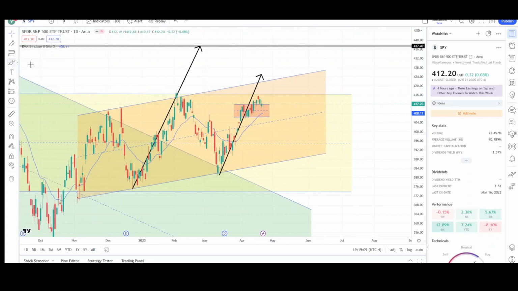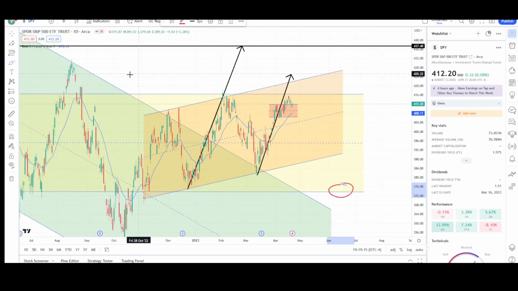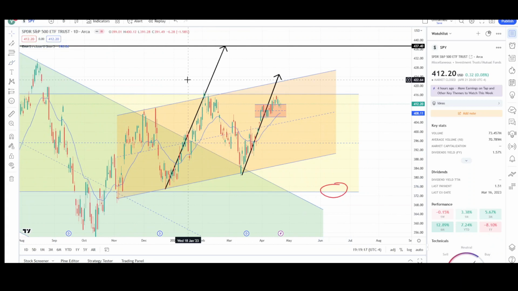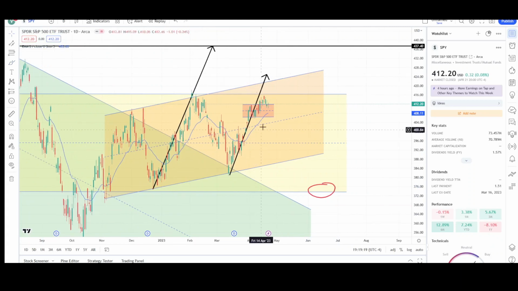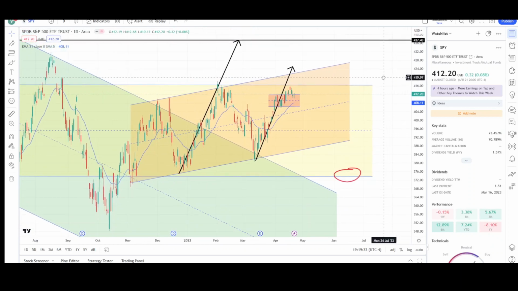If they fail, then we could probably start seeing aggressive selling occur back to the bottom side of this range, or possibly even lower. So I think that's what's going on the daily chart, in my opinion. I think traders are waiting to take a short position.